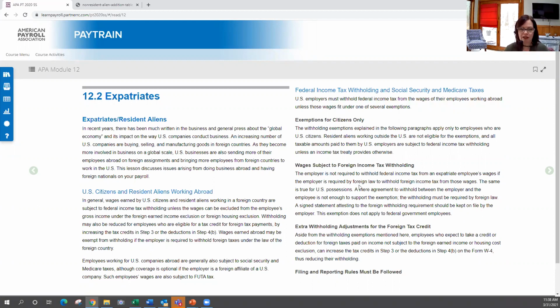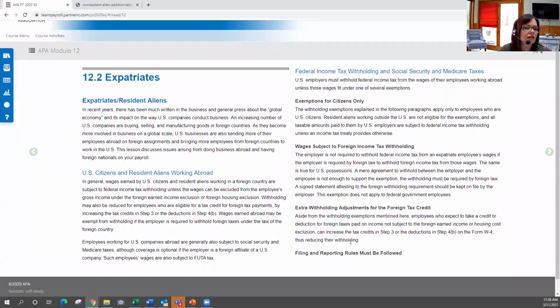But the tricky part is just where all of the tax exemptions apply, because it could change. So a mere agreement to withhold between the employer and the employee is not enough to support the exemption. The withholding must be required by foreign law. A signed statement attesting to the foreign withholding requirement should be kept on file by the employer. Employees working for U.S. companies abroad are generally subject to Social Security and Medicare, although coverage is optional if the employer is a foreign affiliate of the U.S. company.